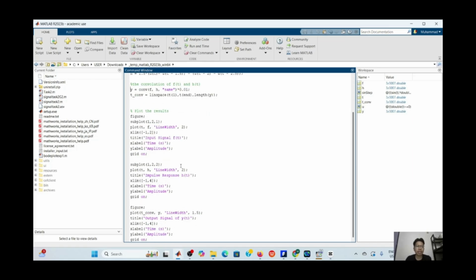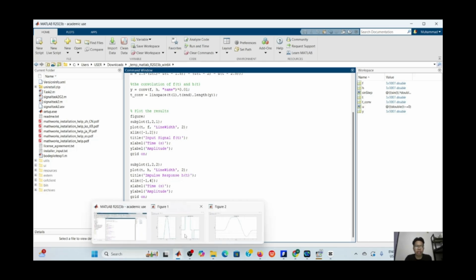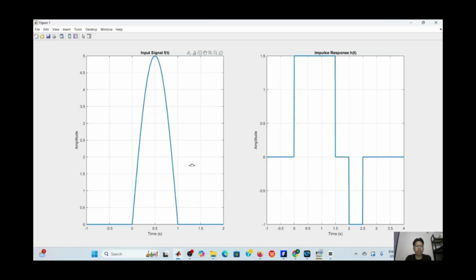Then this part is for plotting the result. As you can see, the first part is to illustrate the graph of the input signal f(t). This part is for the impulse response h(t), and this part is the output signal y(t), which is the convolution of input signal f(t) and impulse response h(t). For all of these graphs, the x-axis represents time in seconds, while the y-axis represents the amplitude. Now, this is the graph for the input signal f(t), and this is the impulse response h(t).